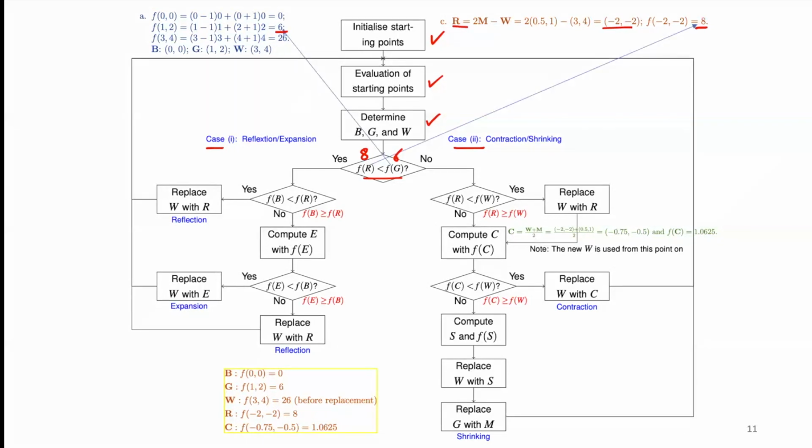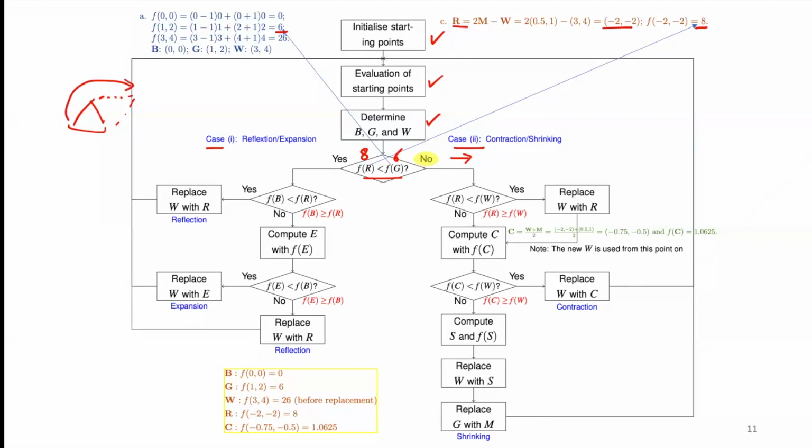So 8 is not smaller than 6. That means we are going to go to this branch. This is what the previous question asked: when we are going to do refraction or expansion, and when we are going to do contraction or shrinking. The rationale behind it is that with the refraction point, we are going to refract the triangle to here.